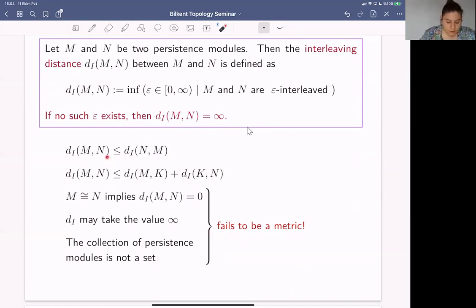The interleaving distance is symmetric, and it satisfies the triangle inequality. If two persistence modules are isomorphic, then we know that the interleaving distance is zero, so the infimum is equal to zero. But the converse may not be true in general.